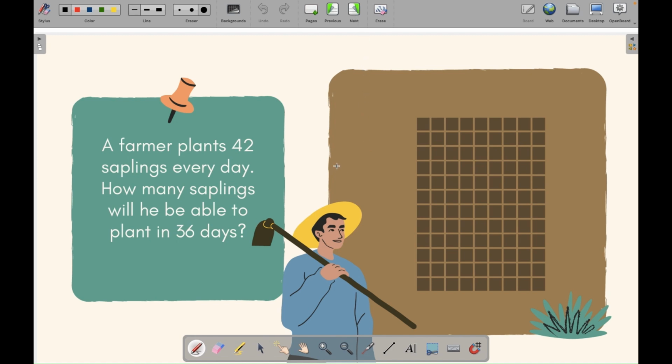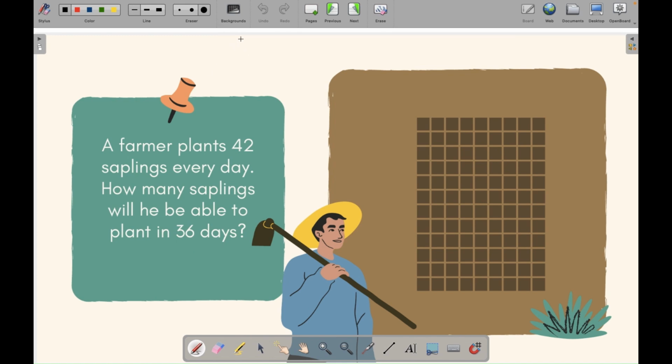Next we see what type of questions we can get. Mostly the questions that we get are a type of word problem. So we have to identify what we need to do in that word problem, be it addition, multiplication, subtraction, or division, right? And then do that process. So the question says a farmer plants 42 saplings every day. How many saplings will he be able to plant in 36 days?